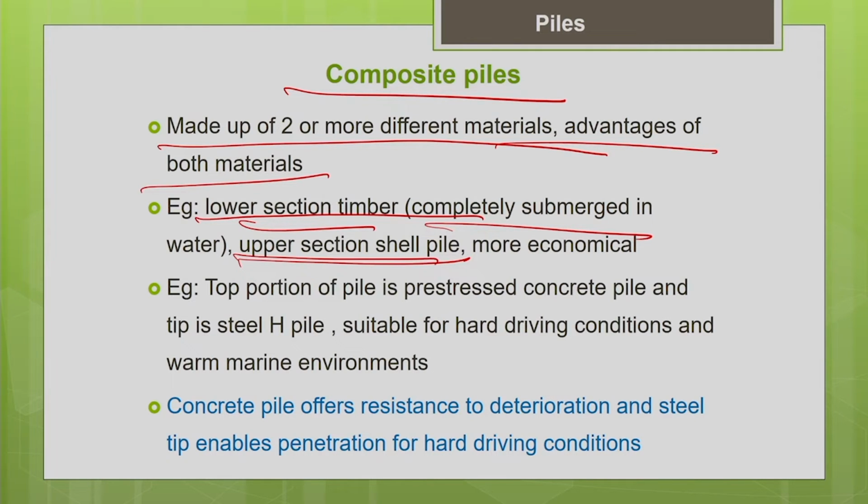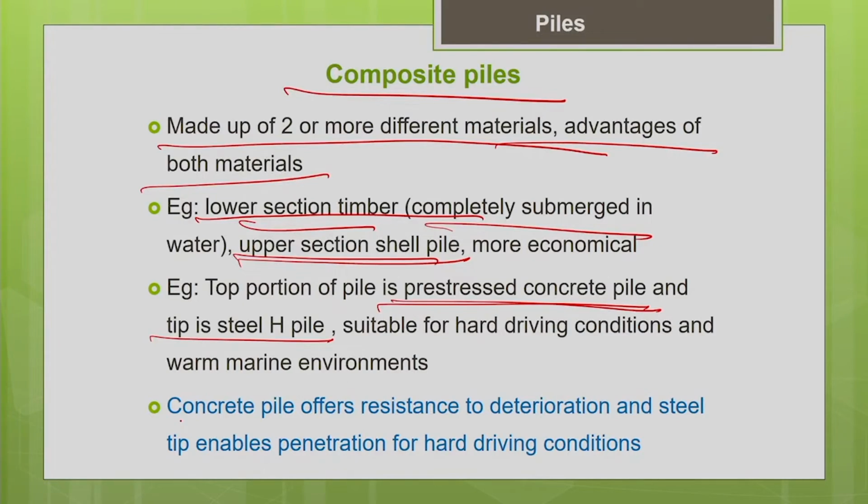Another, more commonly used example is a pre-stressed concrete pile with a steel H pile at the tip, at the bottom. Why do we go for a steel H pile as the tip? Because it is very good for hard driving conditions. As I told you, for marine conditions where you need hard driving, go for a steel H pile tip. It will be easy to drive. But on the top you can have the pre-stressed concrete pile, which is more economical, and its load bearing capacity and corrosion resistance are high. So these are the common combinations. There are many other combinations of composite piles also.